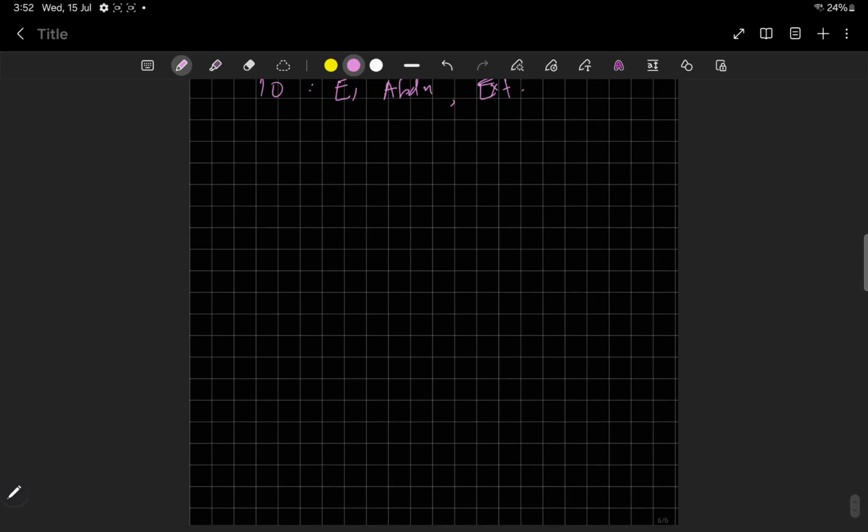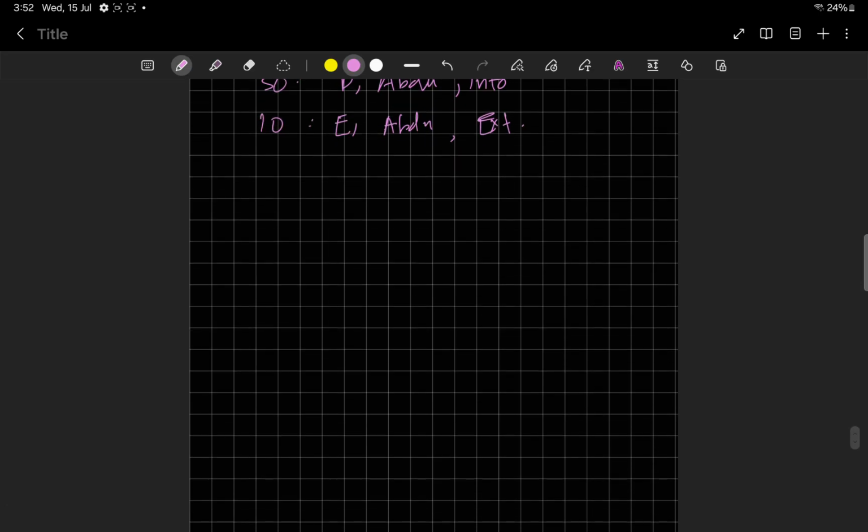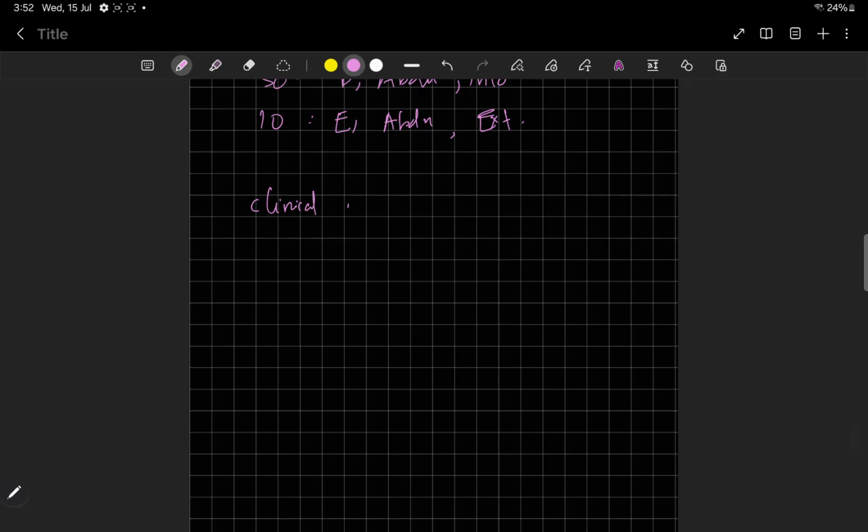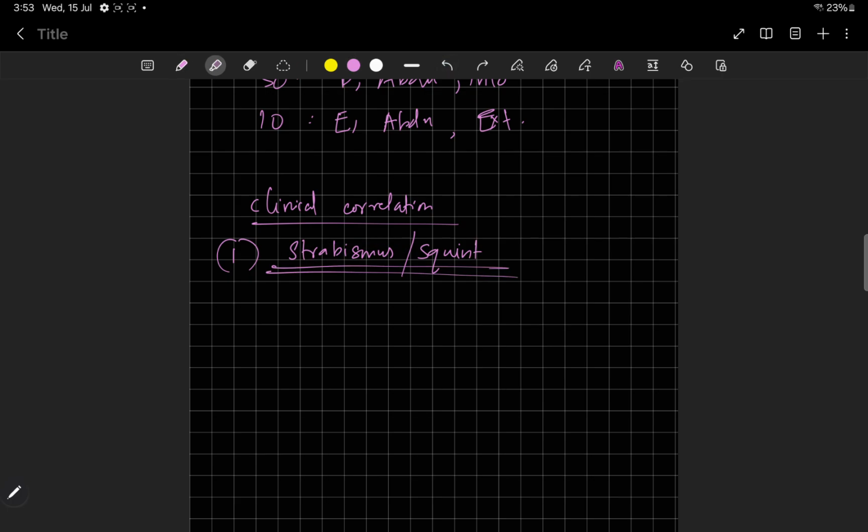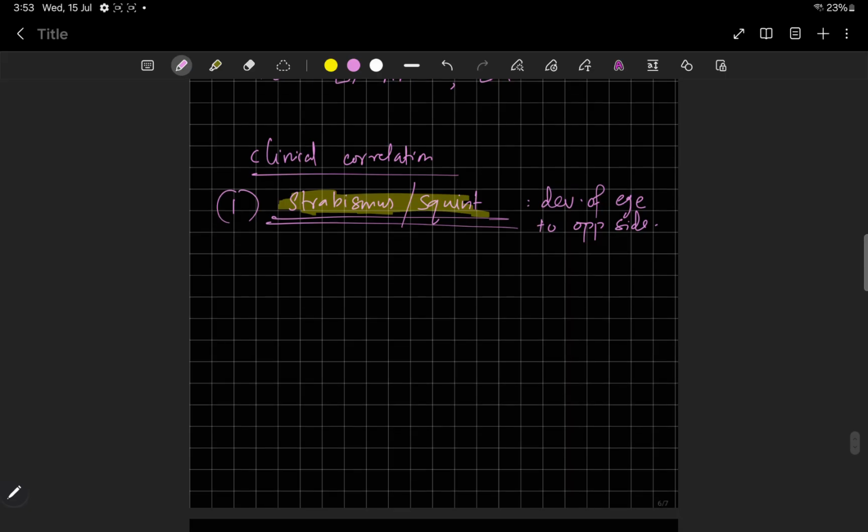Coming to the last topic of these extraocular muscles, that is the clinical correlation, which is very important. The first clinical correlation is about strabismus or squint. The strabismus or squint means deviation of the eye to the opposite side. So it is basically the deviation of the eye to the opposite side, and it is due to the paralysis of an individual muscle due to involvement of nerve.